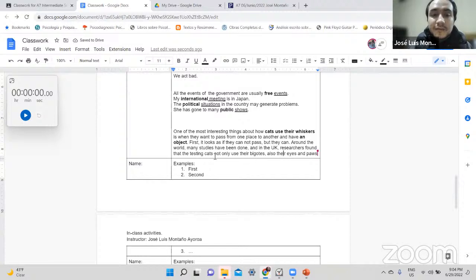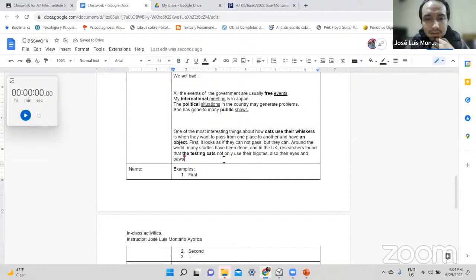All right. Researchers found that the testing cats, all right, specific testing cats, not only used their, but here we need to organize this a little bit differently. All right, so here you have the UK. I was forgetting that one. So, and in the UK, researchers found that the testing cats not only use their whiskers, their whiskers, but also, all right, if you say "not only," the structure is "but also," all right, but also their eyes and paws.